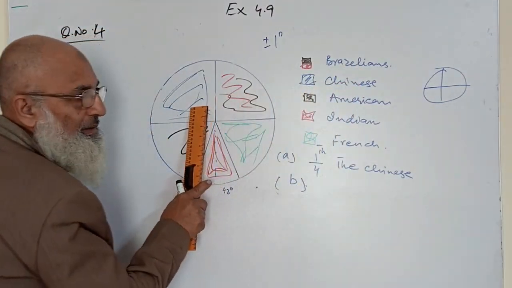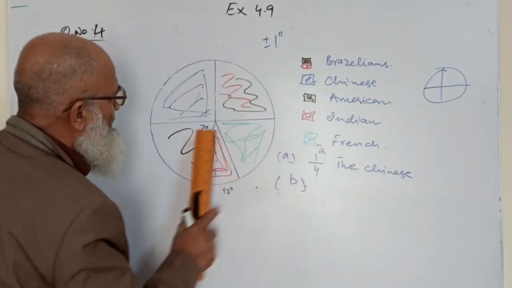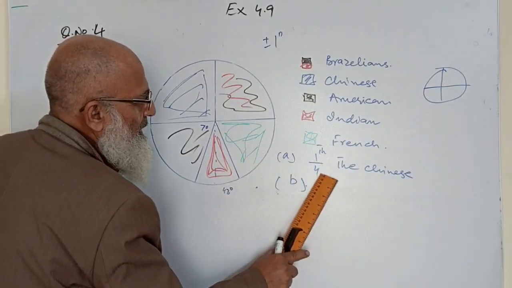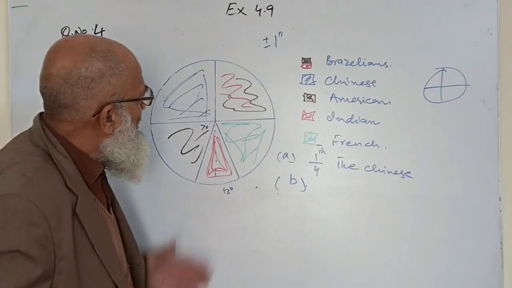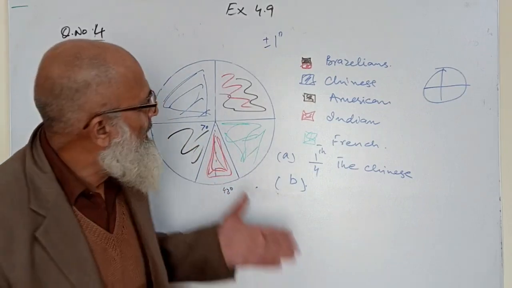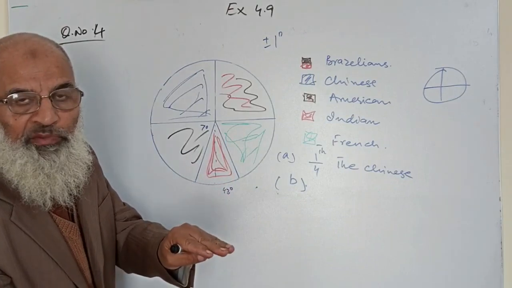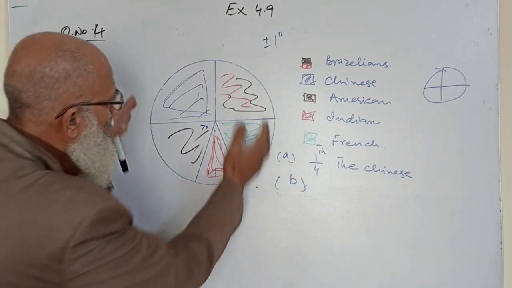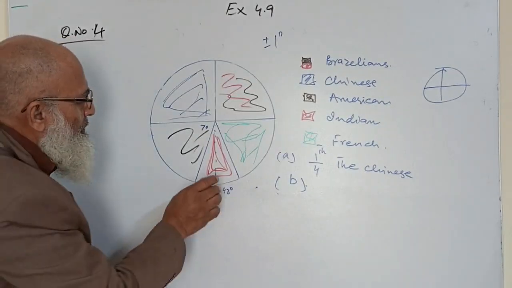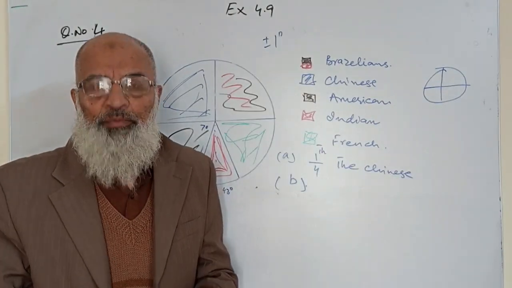Brazilian, Chinese with blue sector, American with black sector, Indian with red sector, French with green sector. So we'll read the questions now. Now this pie chart is given, and I have almost reproduced this chart of the book with almost the same angles as in the book.